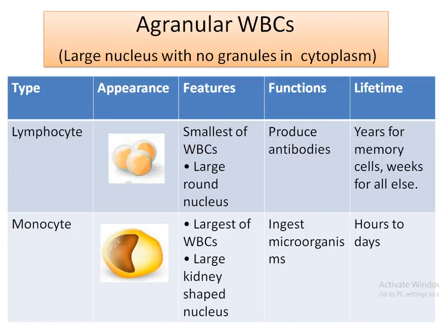Helper T cells help B lymphocytes in killing microbes, and memory cells will remember each specific pathogen encountered and are able to mount a strong and rapid response if the same pathogen returns. What is a pathogen? A pathogen is a disease-causing organism, and the memory cell remembers that pathogen. If the same pathogen enters the body again, it will be detected and responded to strongly and rapidly. Lifetime of lymphocytes: years for memory cells and weeks for all else.